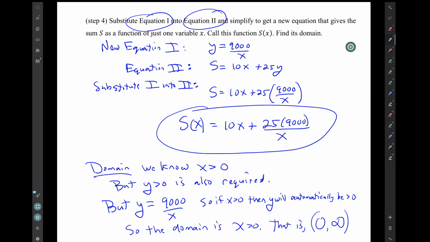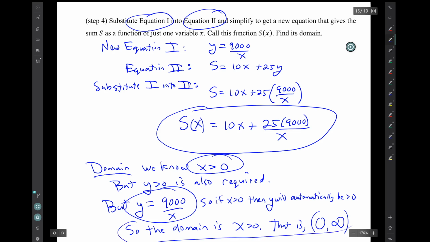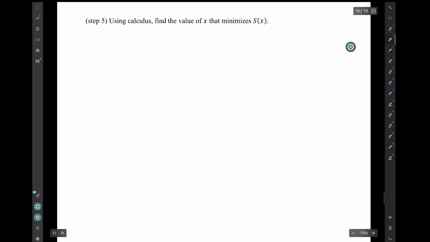So since we are requiring x to be greater than 0, and since y is given by the equation y equals 9,000 over x, anytime x is greater than 0, y will automatically be greater than 0 as well. So just requiring x being greater than 0 is enough. So the domain is x greater than 0. In other words, the interval 0 to infinity. Now, using calculus, find the value of x that minimizes s parentheses x.